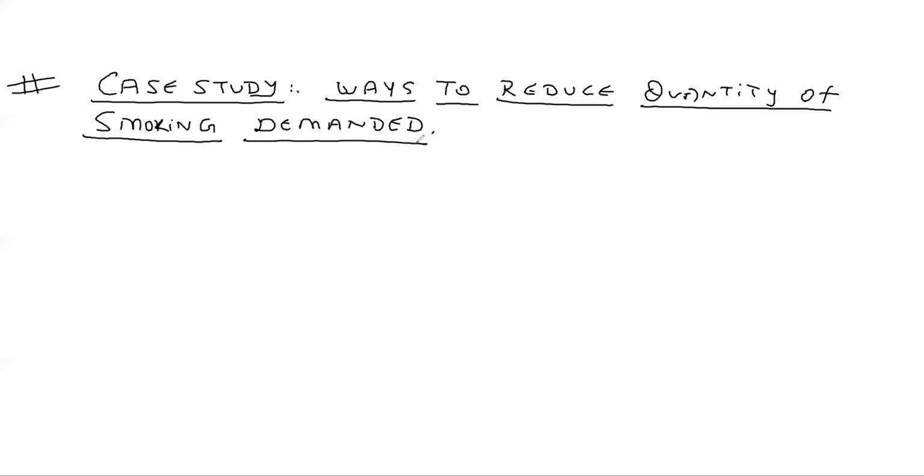We want to see what are the various ways in which we can reduce the number of cigarettes smoked. All of us know that cigarette smoking is injurious to health. Okay, so let us see what are the various policies which can be adopted to reduce the quantity of smoking demanded. So the first policy which we have, policy 1.